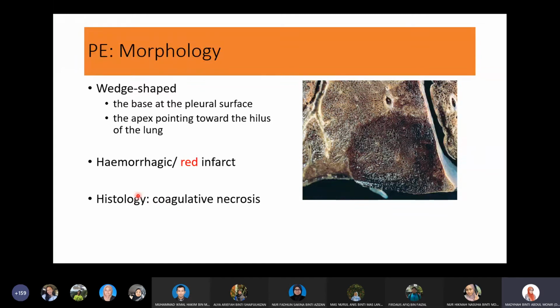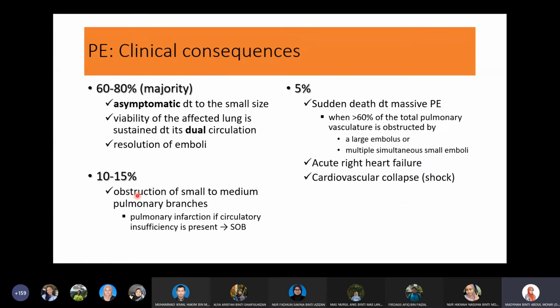So this lecture is related to the lecture on ischemia and infarction, and also the initial lecture on thrombosis by Dr. Umi. So what are the clinical consequences or outcomes of pulmonary embolism? It actually depends on the size of the emboli. In the majority of cases, 60% to 80%, patients don't have symptoms. They are asymptomatic because the size of the embolus is small, so the viability of the affected lung is sustained because the lung has dual circulation, right?